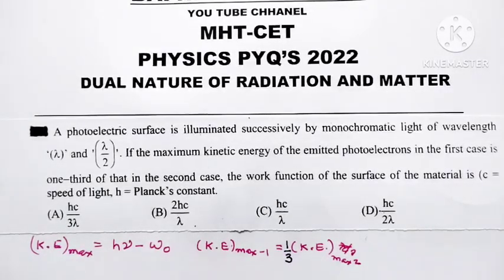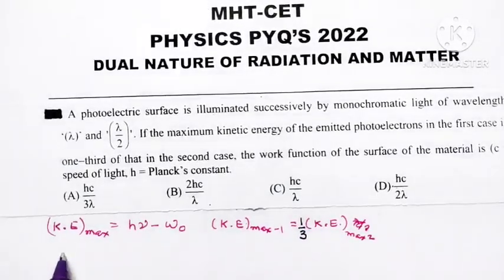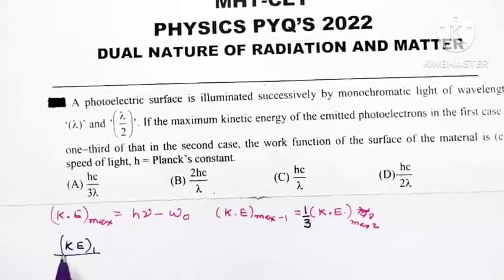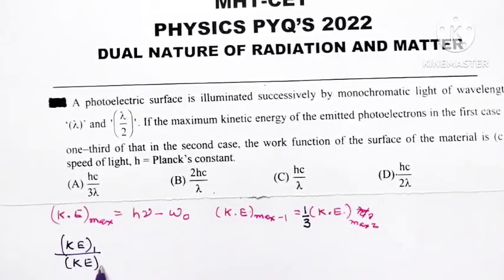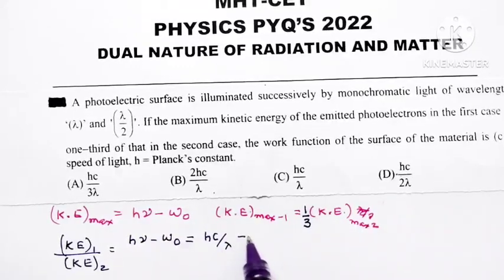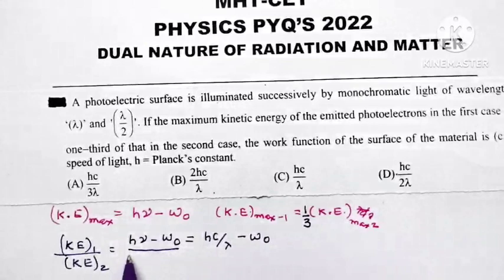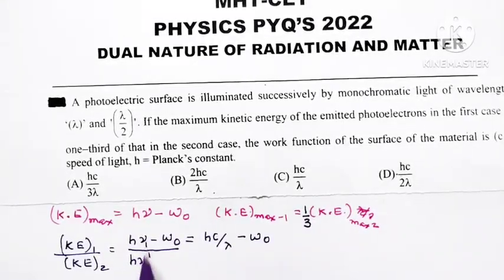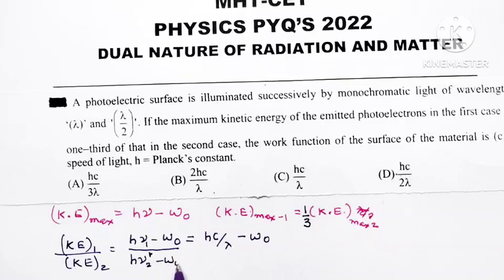It means here we can write two different equations. KE max for the first case upon KE max for the second case. The first is h nu minus omega 0, which is equal to h into c divided by lambda minus omega 0, because we are using light of wavelength lambda. And in the second case, it is h nu 2 minus omega 0.